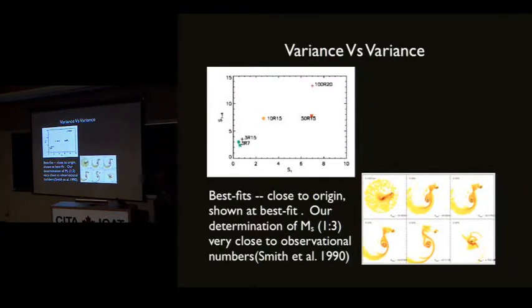Our determination. Excuse me? Say again? At some time you're finding? Yes, that is about to come up in less than 30 seconds. So you guys are anticipating the order of progression very well. Our determination of the mass of the satellite, that is a 1 to 3 mass ratio perturber, is very close to what is observationally inferred for the companion of M51.